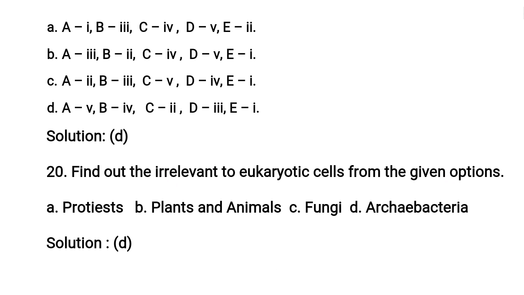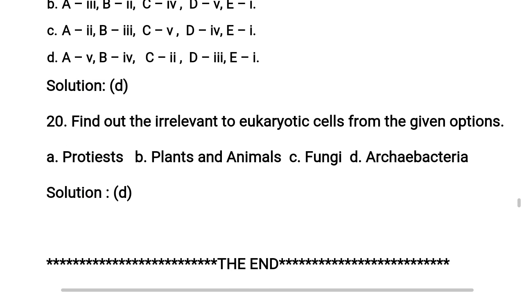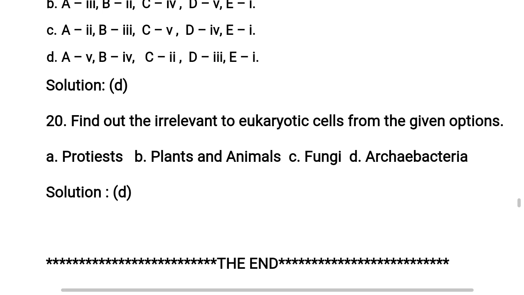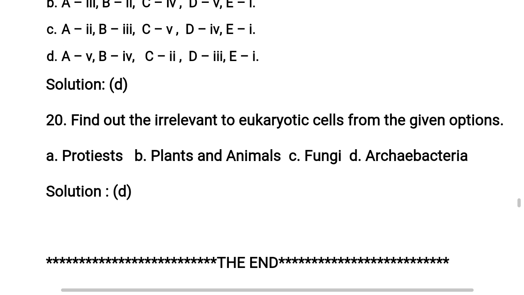Right? Now let's discuss the last question in this session. Find out the option irrelevant to eukaryotic cells. A, protists. B, plants and animals. C, fungi. D, archaebacteria. Do you know which organisms come under the eukaryotic cell category? Protists, plants and animals, fungi all have a membrane-bound nucleus and other membrane-bound cell organelles in the cytoplasm.